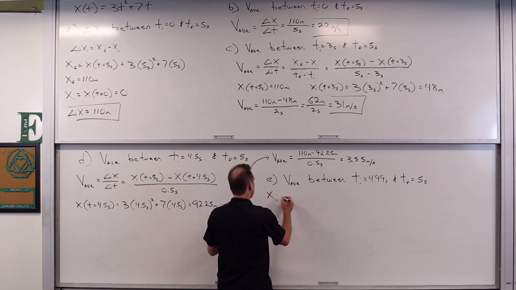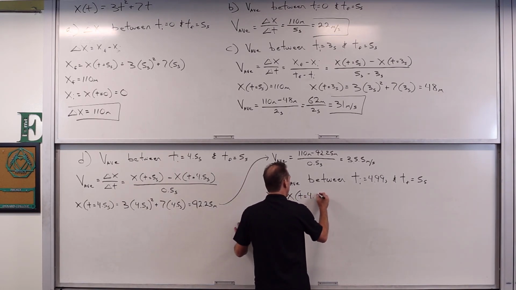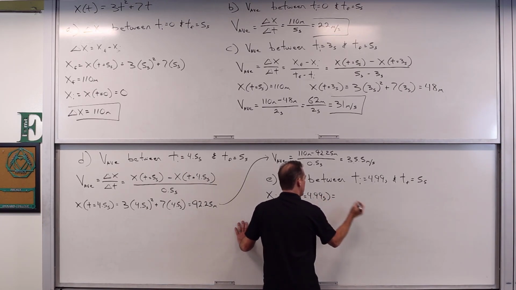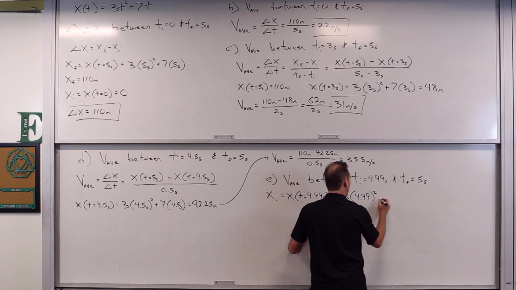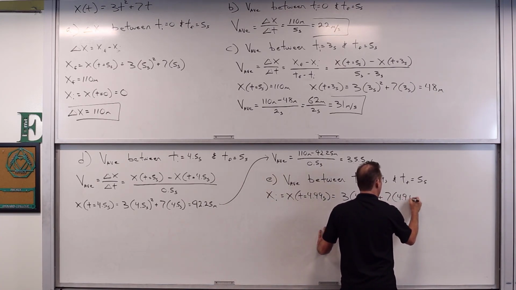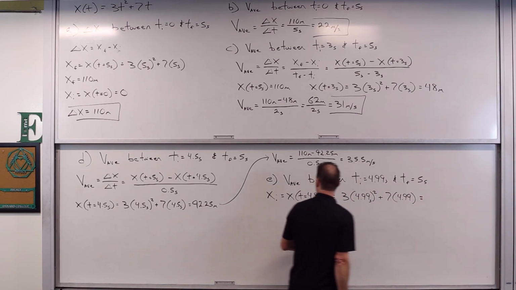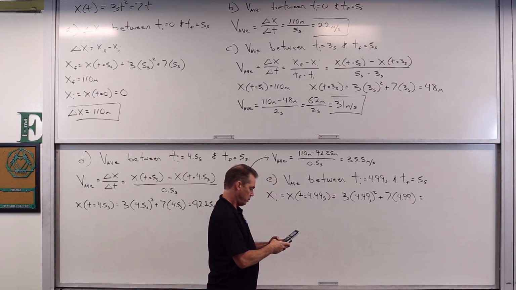So we've got x initial is equal to x of t is equal to 4.99 seconds, which is equal to 3 times 4.99 squared plus 7 times 4.99. So this gives us our initial position: 3 times 4.99 squared plus 7 times 4.99.